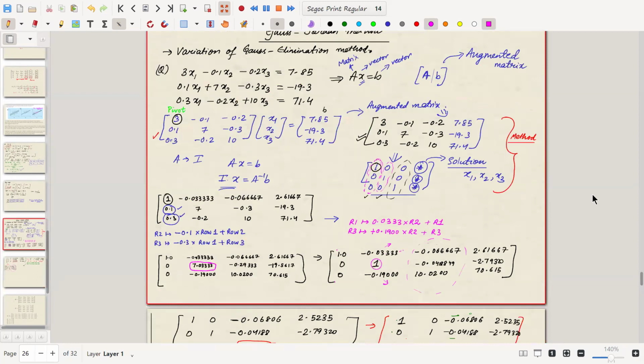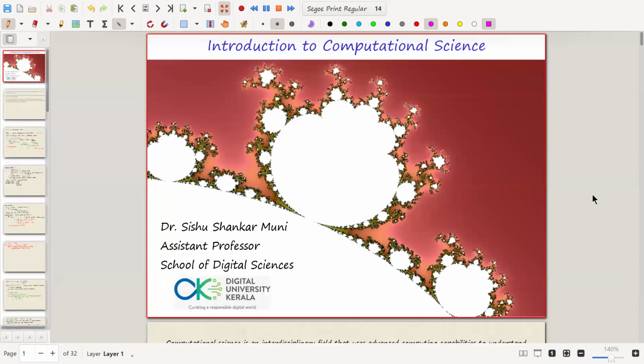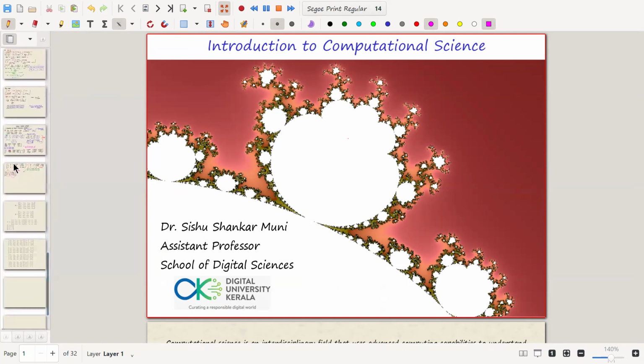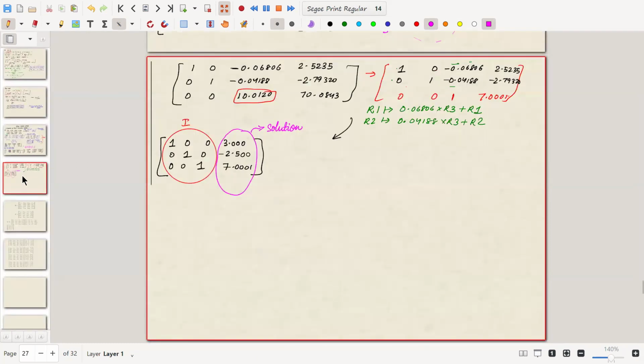Now, can you do one more thing here? Check that x1 is 3.000, x2 is minus 2.5, x3 is 7.001 is actually a solution. You can plug it back into your equation and confirm whether it is the right answer.